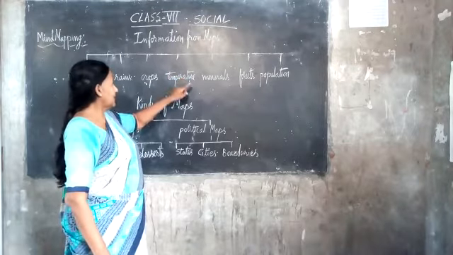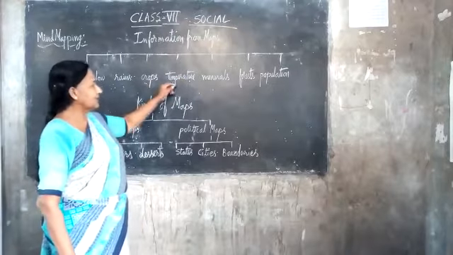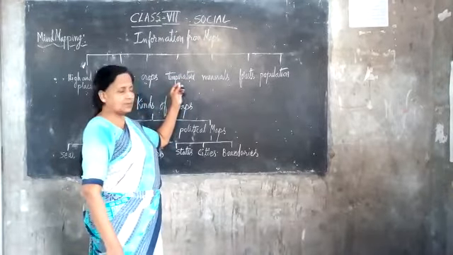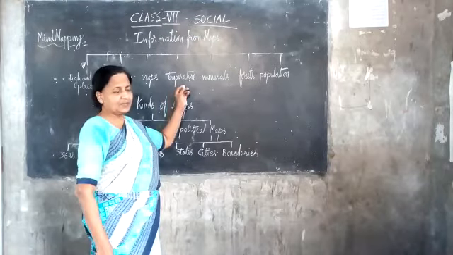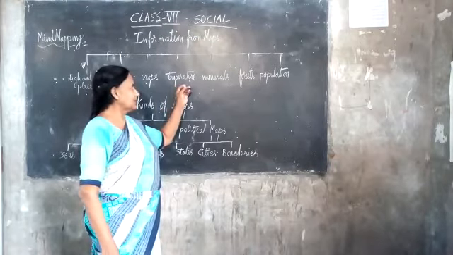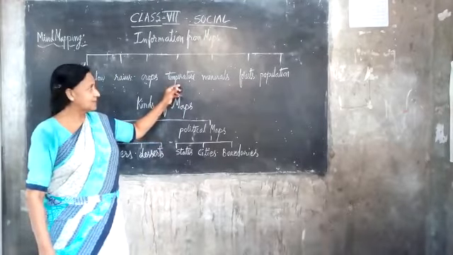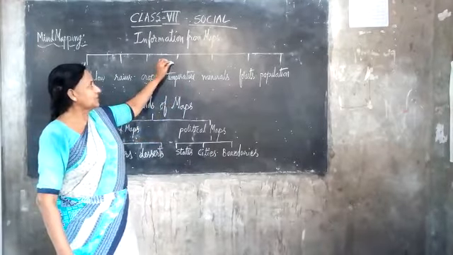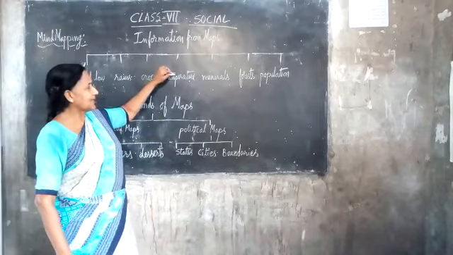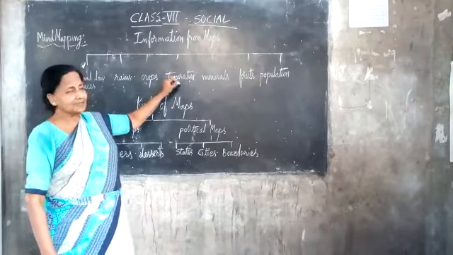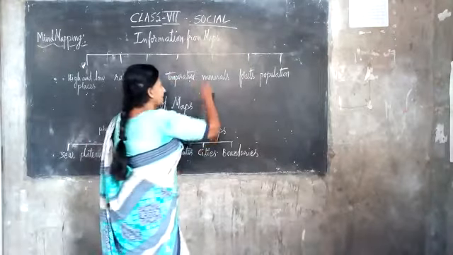It tells us very clearly this country is having very frequent rainfall. This country is very cold in its climate. This country is very hot climate-wise. So, temperature tells us what is the climate of a particular country.